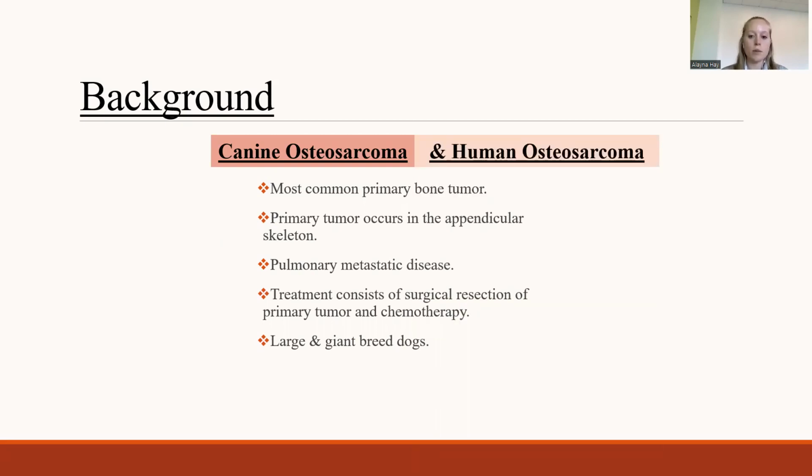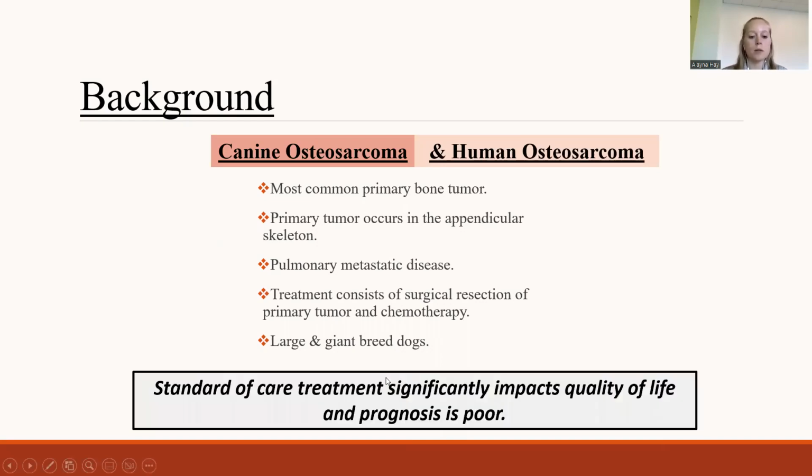Human osteosarcoma patients share many of these characteristics, allowing the dog to serve as an informative comparative oncology model. For both dogs and humans, standard of care treatment significantly impacts the quality of life in a negative manner, and prognosis is poor. And the prognosis has remained poor for several decades now, demonstrating the profound need for novel treatment options for osteosarcoma.